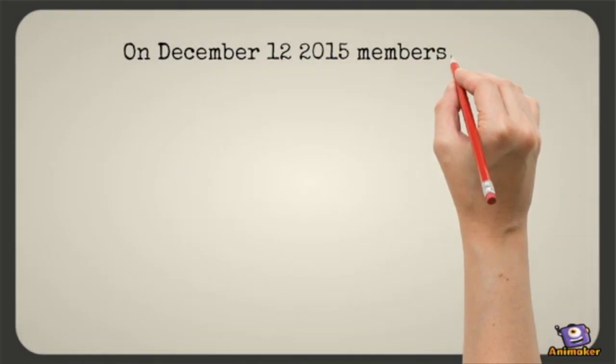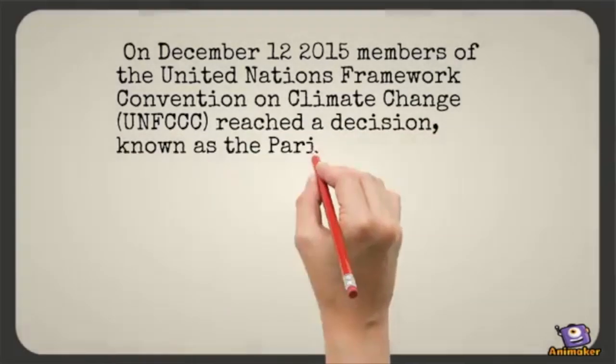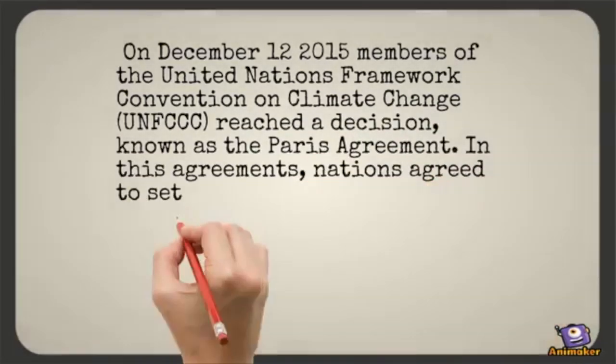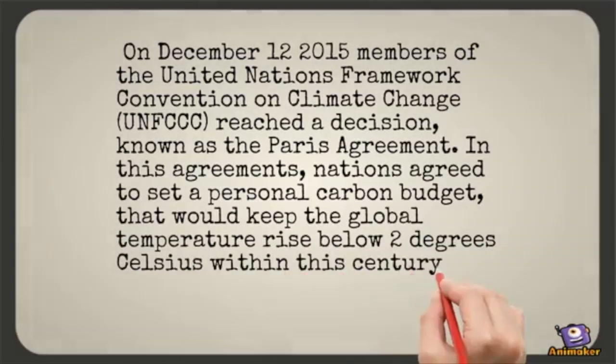On December 12, 2015, members of the United Nations Framework Convention on Climate Change reached a decision known as the Paris Agreement. In this agreement, nations agreed to set a personal carbon budget that would keep the global temperature rise below 2 degrees Celsius within this century. And how's that going?